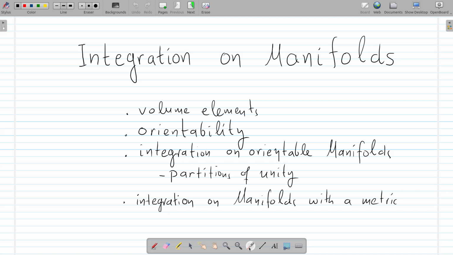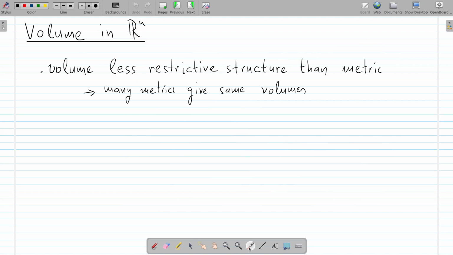We will present what partitions of unity are and see how they can be used to define integration on manifolds that have atlases that contain more than one chart. And finally, we will see how integration on manifolds with a metric have a special volume and how we use that one to perform integrations in that case.